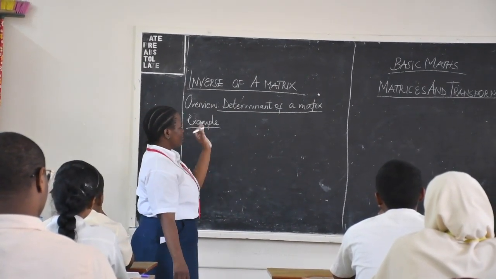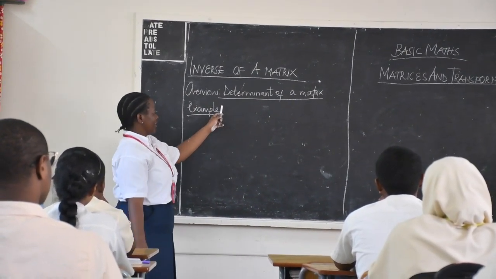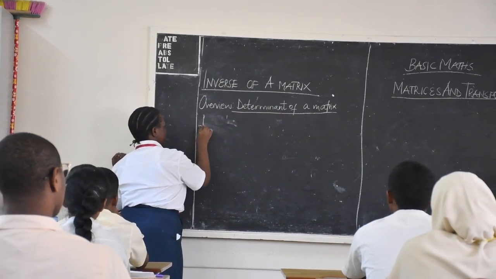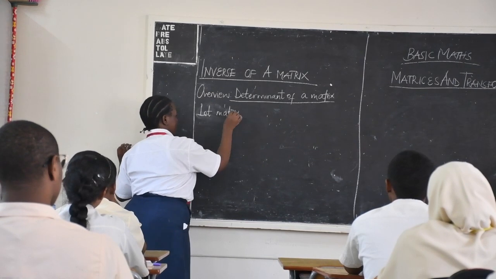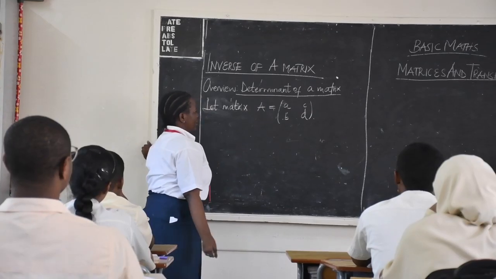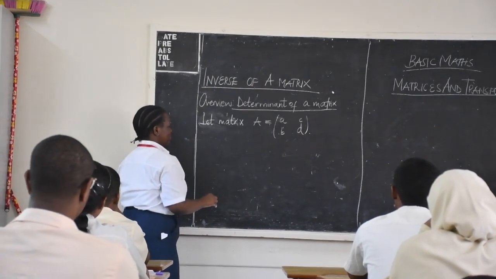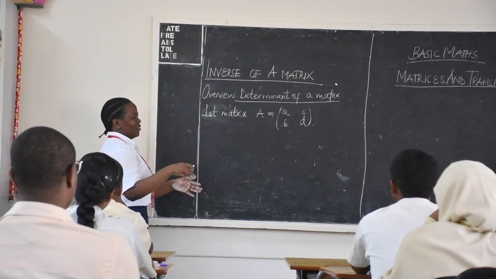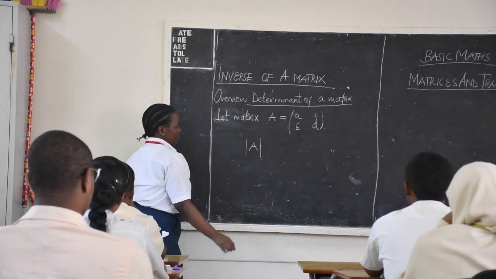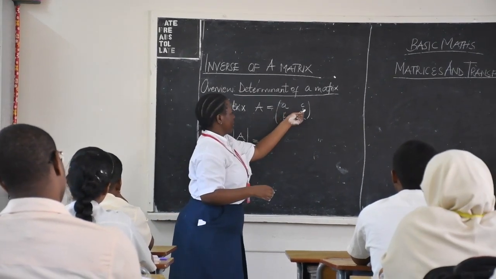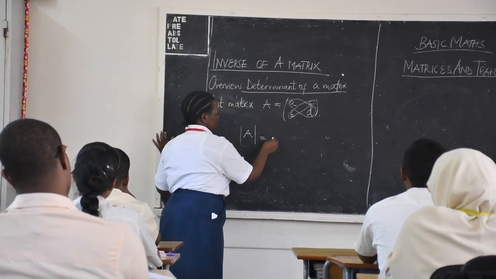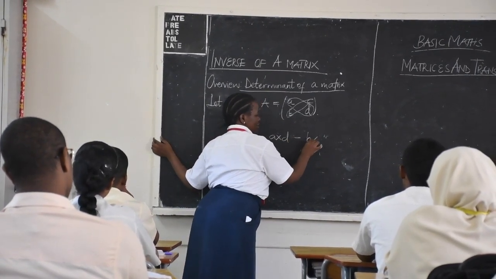We need to know how to find the determinant of a matrix. The determinant of a matrix is denoted by the absolute of that particular matrix. So if you're writing determinant of A, it is denoted by absolute of A. So the determinant of A will be equal to the product of the leading diagonal minus the product of the other diagonal. So it will be A times D minus B times C.